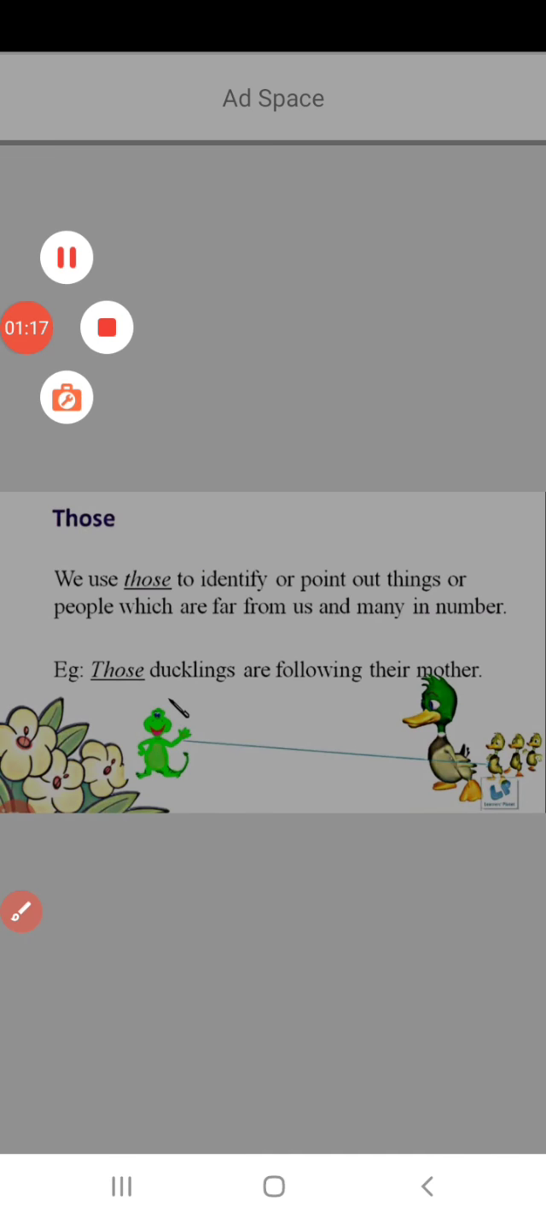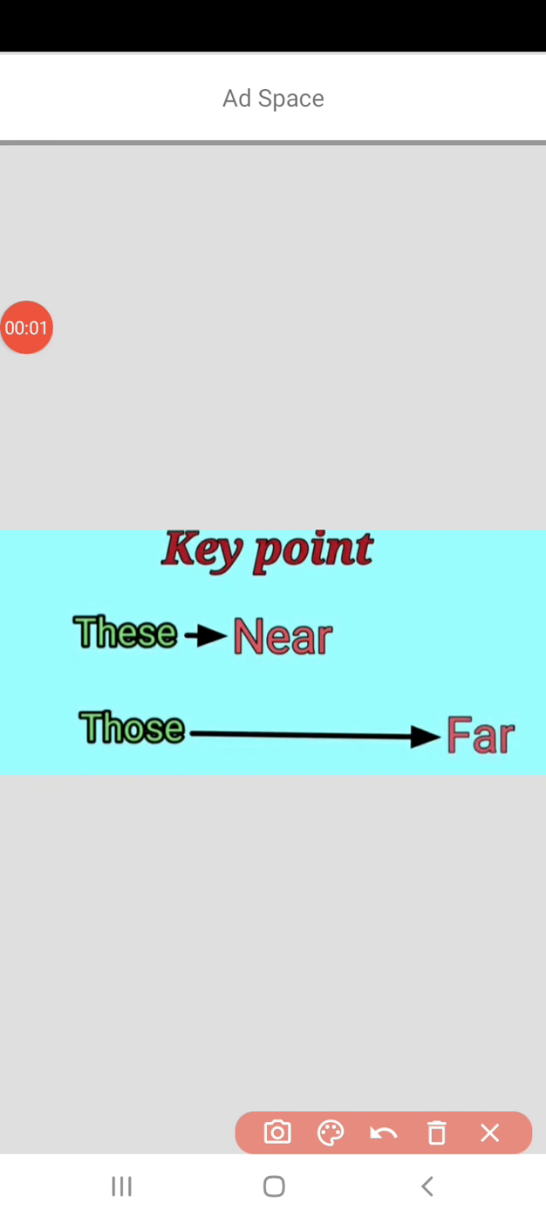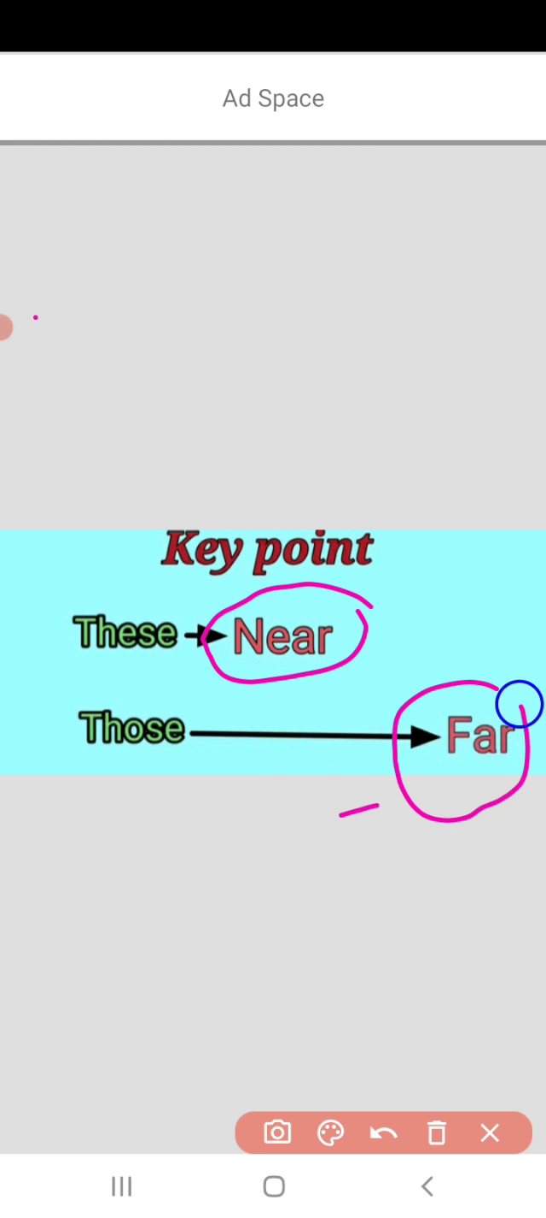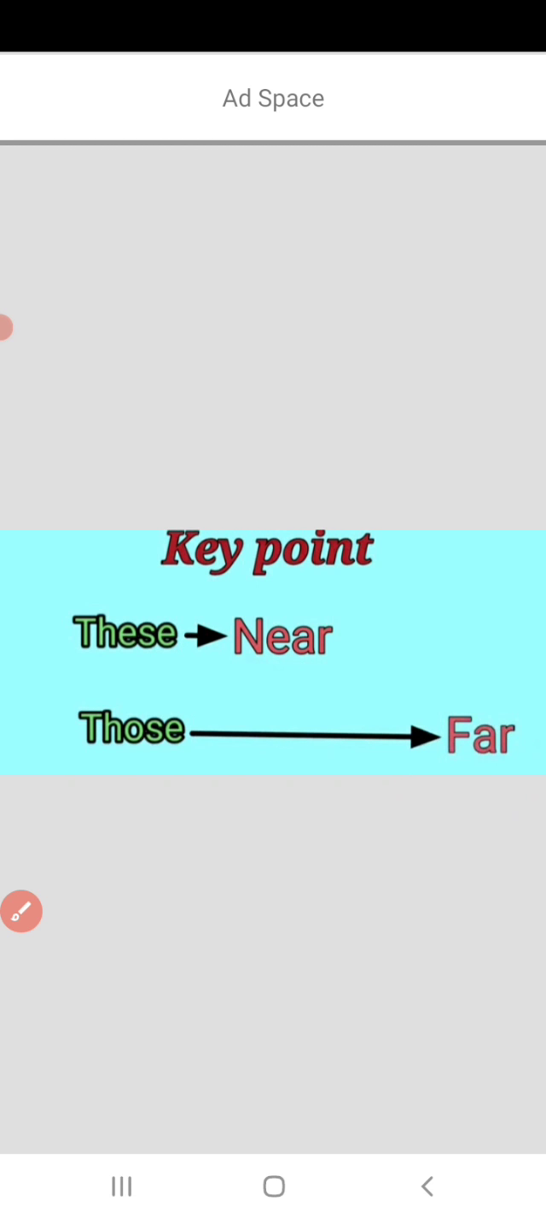Alright. So the key point is this word these is used for the things, or you can say objects, which are near to us, and the word those is used for the things which are far from us. So these is for near and those is for far. But these and those both are used for plural words. Alright.